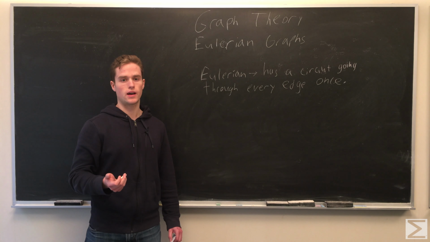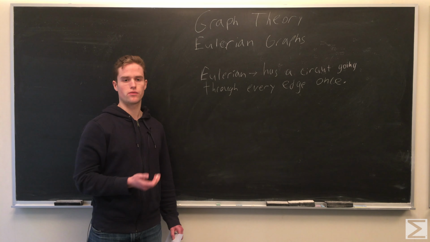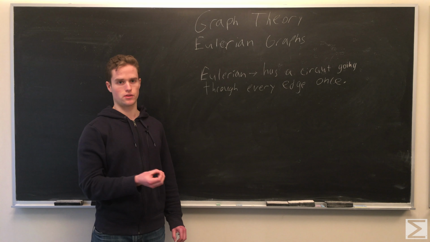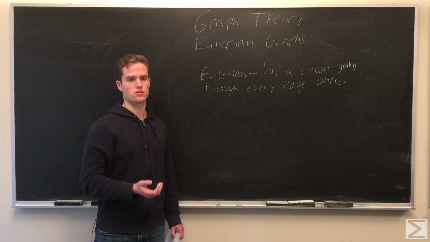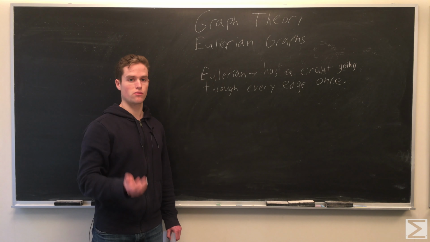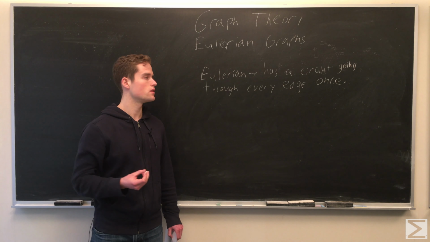Now, also we know from our previous theorem that we have to have an even number of odd vertices, so we can have 0, 2, 4, 6, etc. odd vertices. So assume we have at least two odd vertices, and at least 3 or more vertices in our graph.